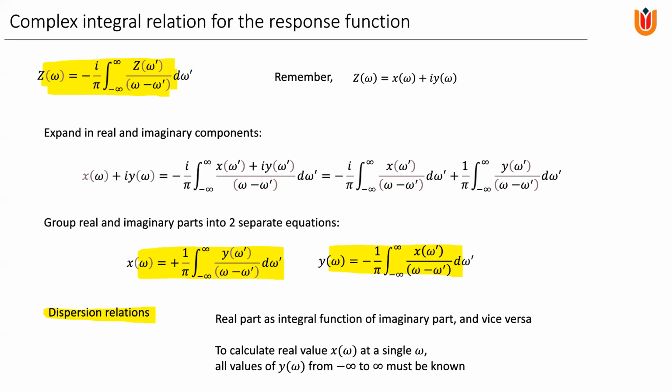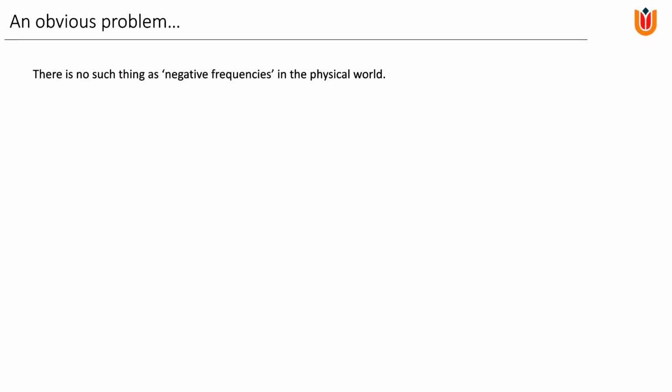Again, the caveat here is that it's even a little bit worse than I said before. If you want to know the value at one frequency, you would have to know the values at frequencies from minus infinity to infinity. So think through the math. Even though the math is straightforward, the practical consequences are quite staggering. There is no such thing as negative frequencies in the physical world. So that we have to solve first.